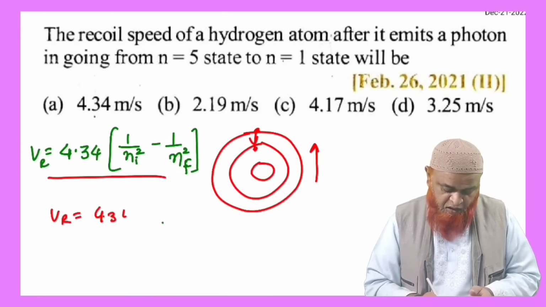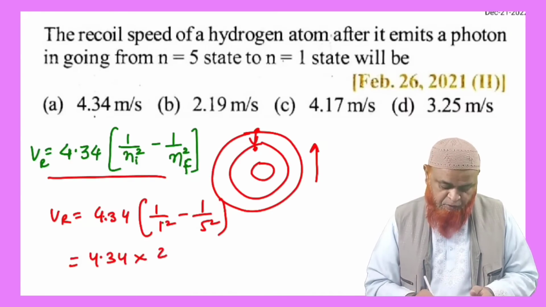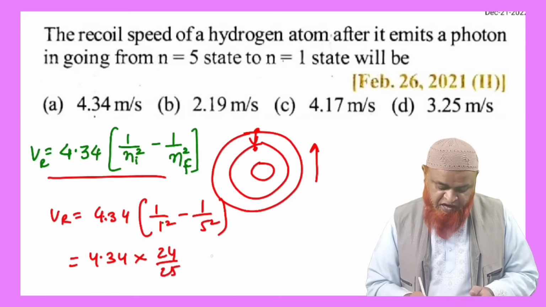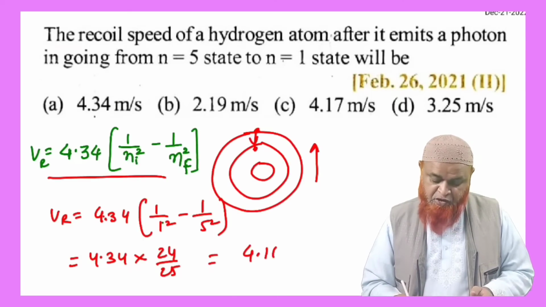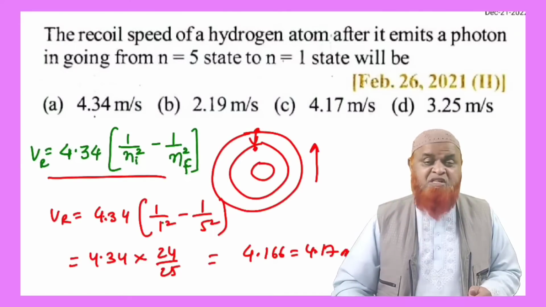So recoil velocity is equal to 4.34 into 1 by 1 square minus 1 by 5 square. Okay. So finally we get 4.34 into 24 by 25, which is approximately 4.166, which is nothing but 4.17 meters per second. You are getting the answer. Hope you have enjoyed this shortcut, which will save a lot of your time.